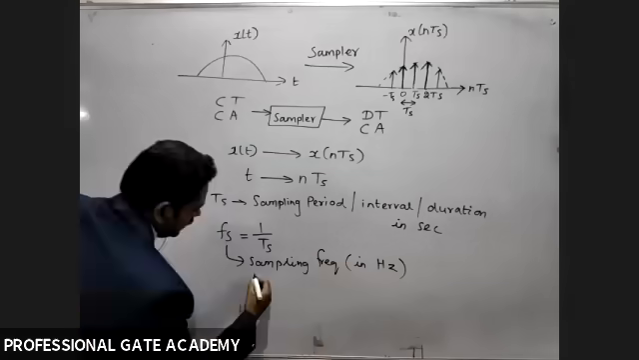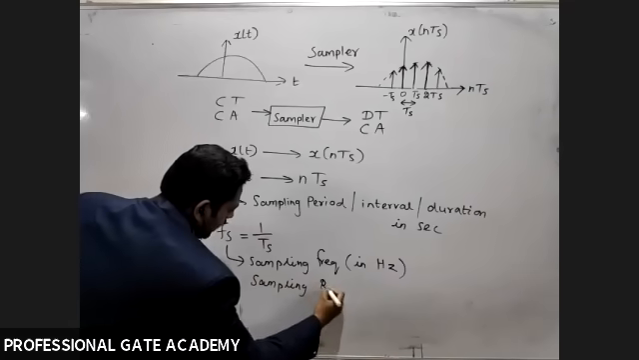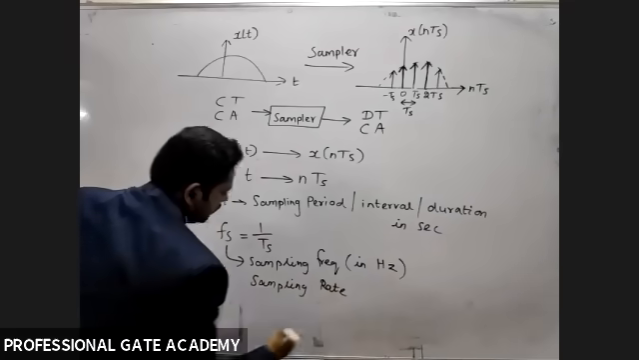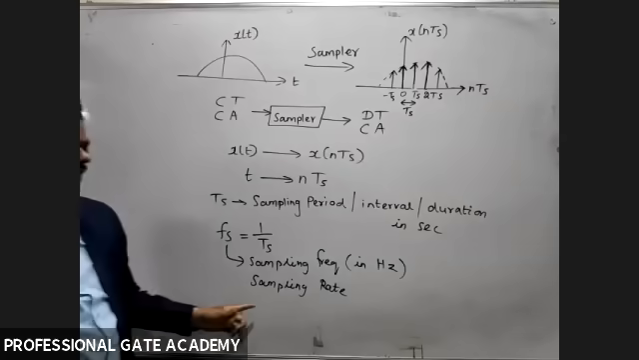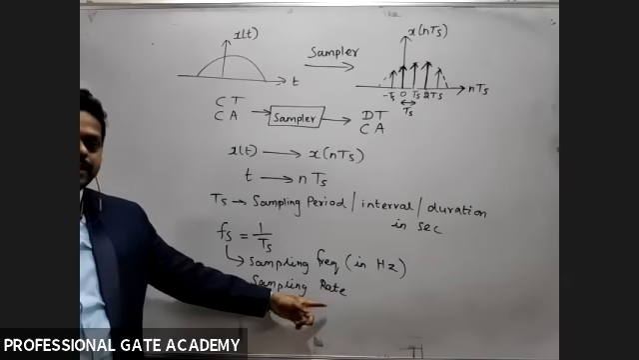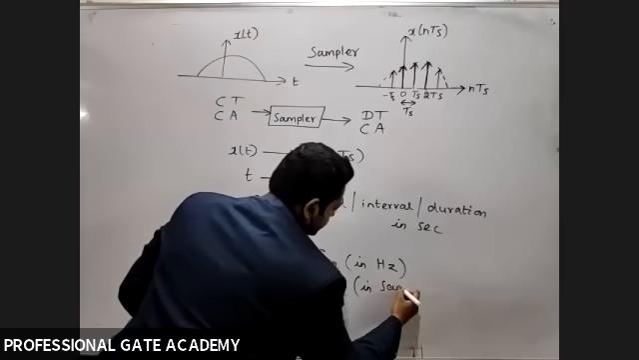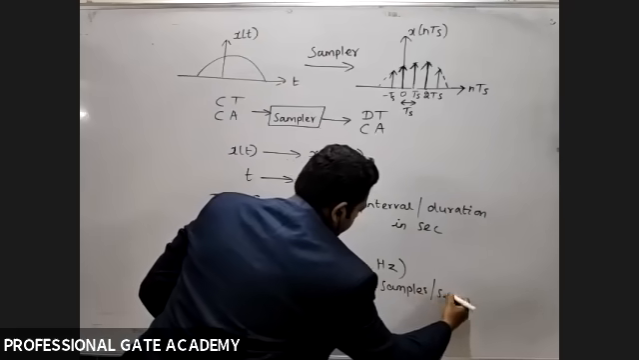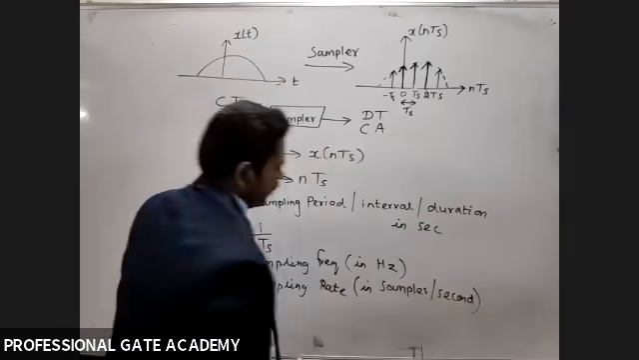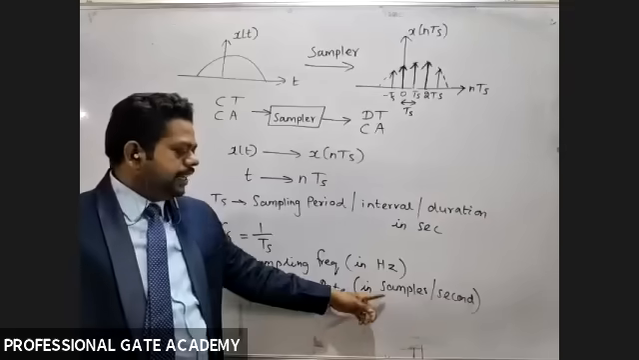Fs is also called the sampling rate. What is the unit? The unit is samples per second. Fs is also called the sampling rate, and the unit is samples per second.